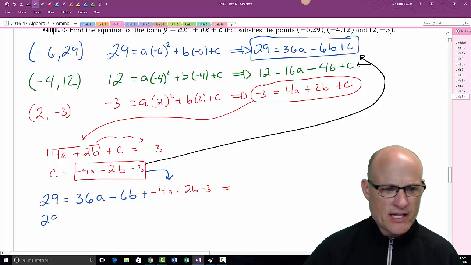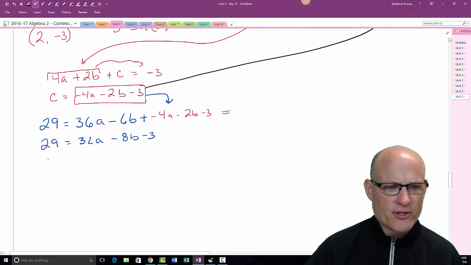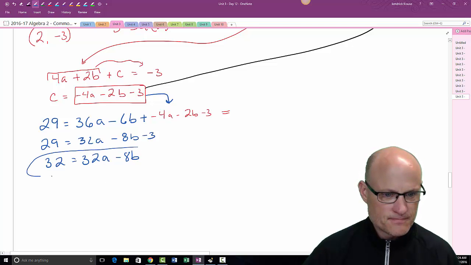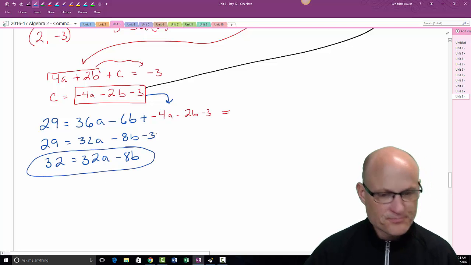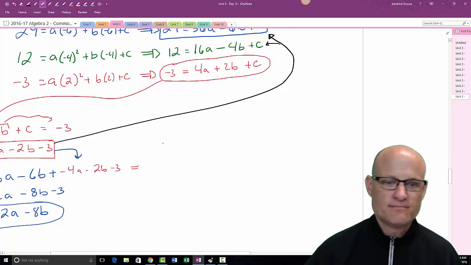So this is 29 equals, how many a's? 32 a's minus 8 b's minus 3. And so this is, add the 3 over, I get 32 is equal to 32a minus 8b. All right, so there's my first equation. Hopefully it's right. I hate when I make mistakes. Let's go green. I just like saying that.